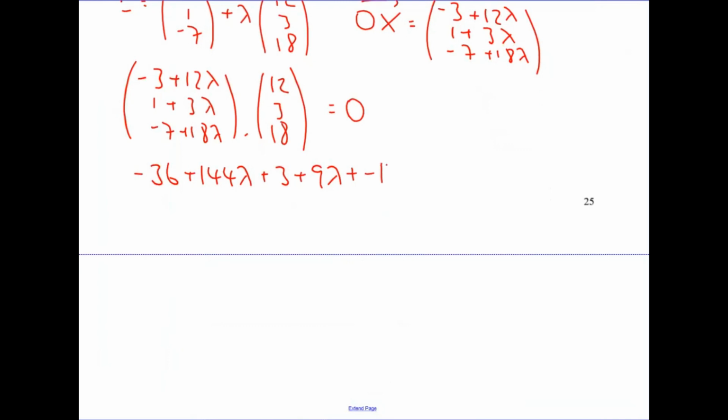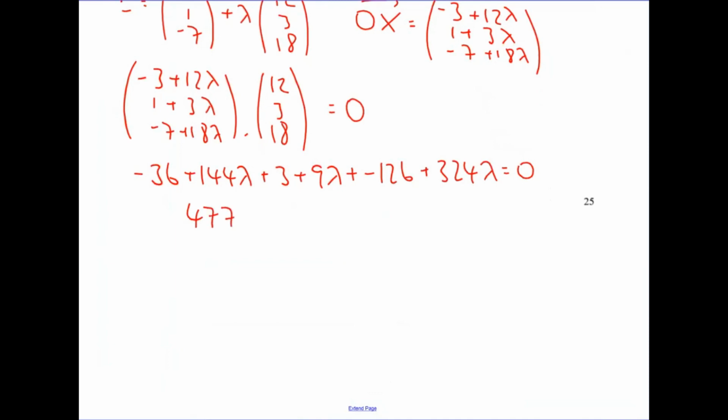So I get -12 + 144 lambda, and so on. If you solve this, you get 477 lambda equals 159, positive 159. And so I think you get lambda as a third from this one.